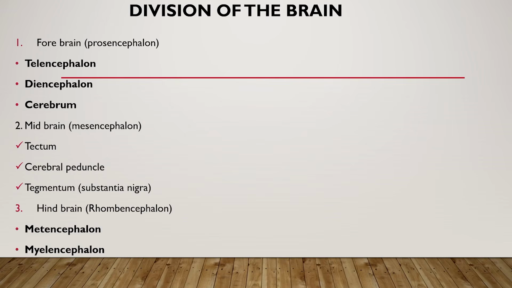Then we move to the second division, which is the midbrain, also known as the mesencephalon. The midbrain is composed of the tectum, the cerebral peduncle, and the substantia nigra. Those are the three components of the midbrain.